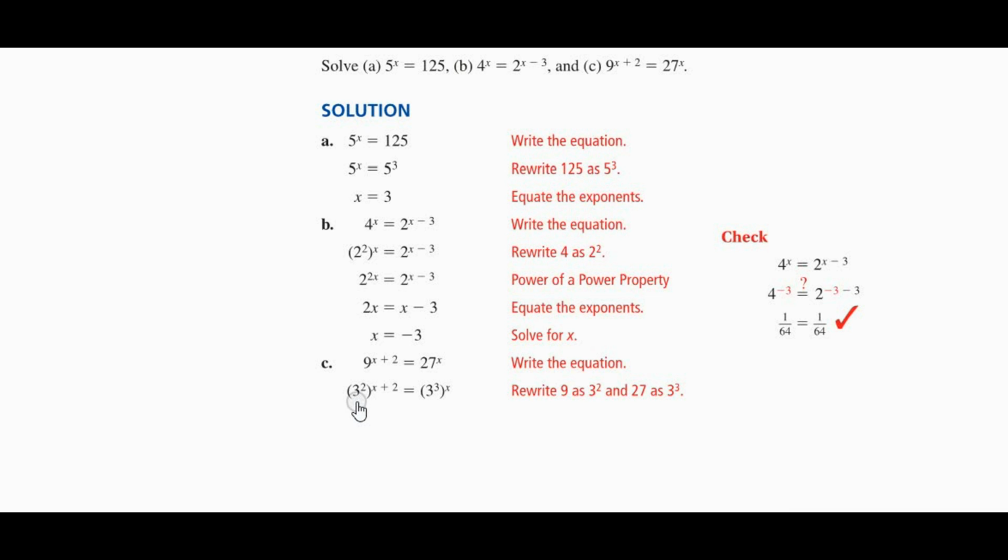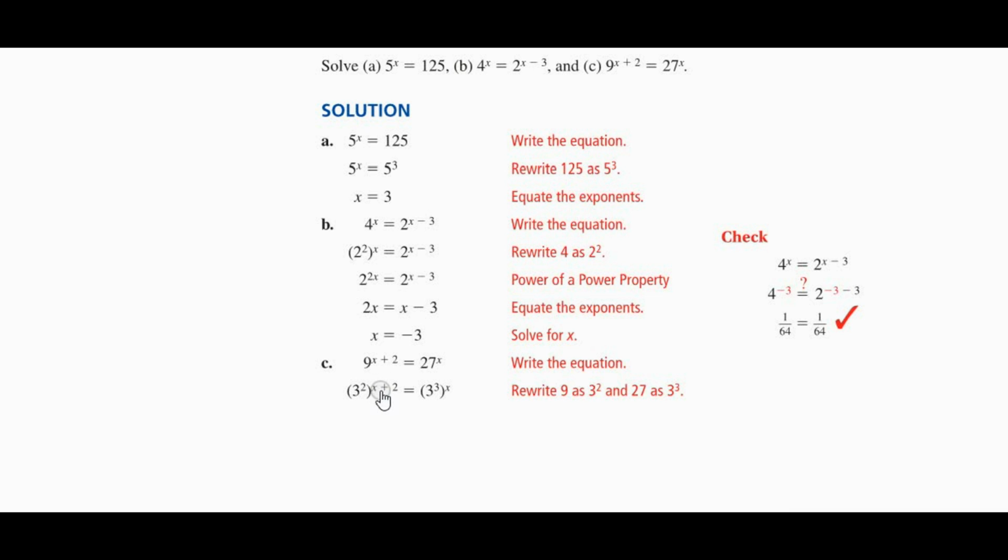So here we have this problem C, 9 to the x plus 2 equals 27 to the x. So we're going to rewrite 9 as 3 to the second power. We know 3 times 3 is 9, right? We're just going to replace 9 with 3 times 3, which is 3 squared. And 27 is the same as 3 times 3 times 3.